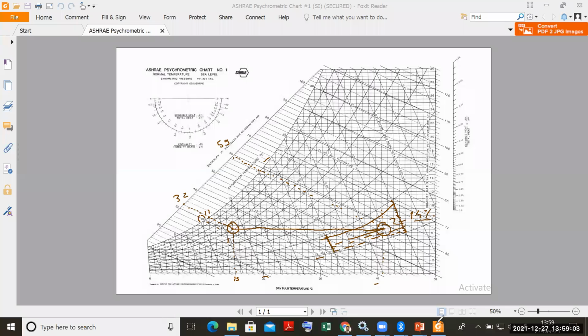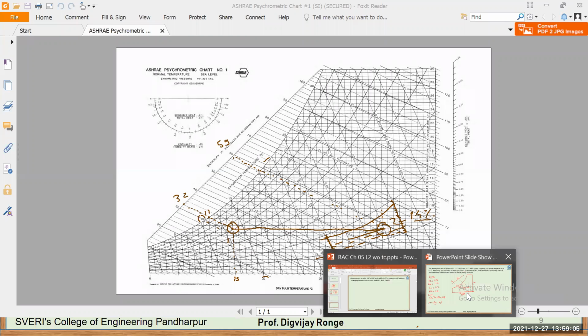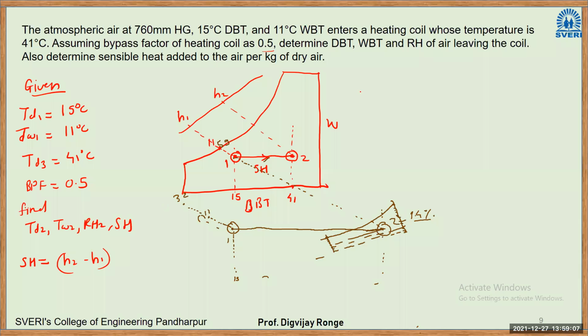Now, so here I will put down SH is equal to h2 minus h1. How much have I got? 59 minus 32. So this will give you 27, right? Kilojoule per kg of dry air. That will be the amount of heat added.